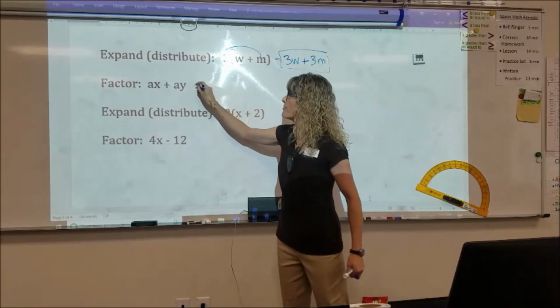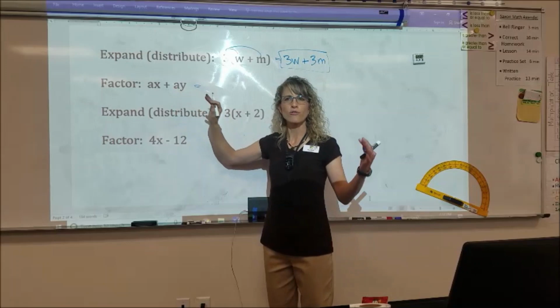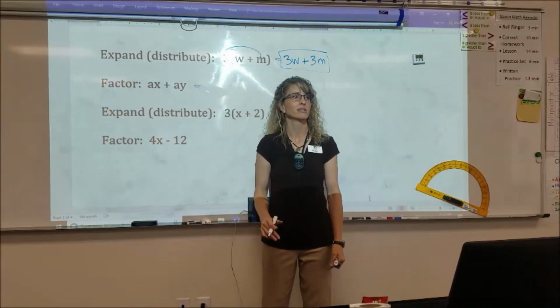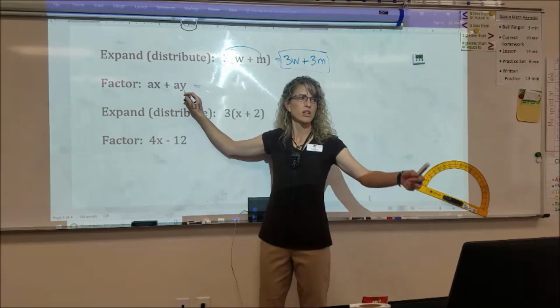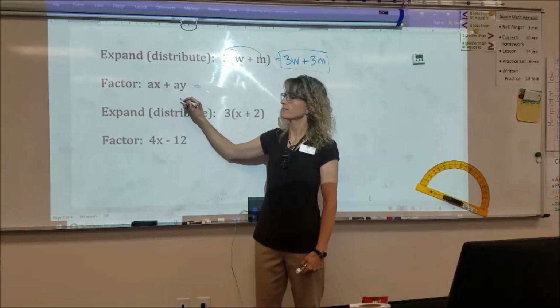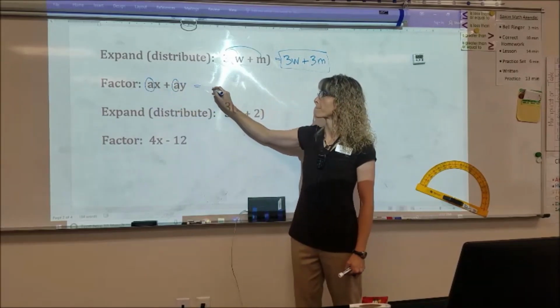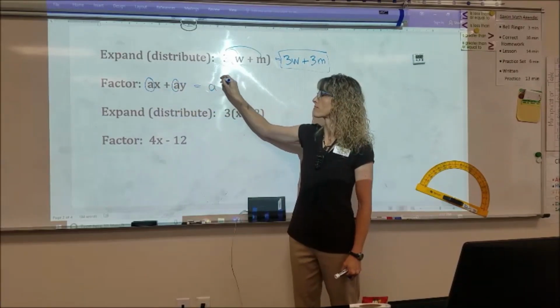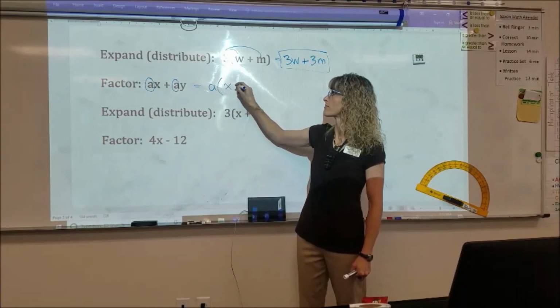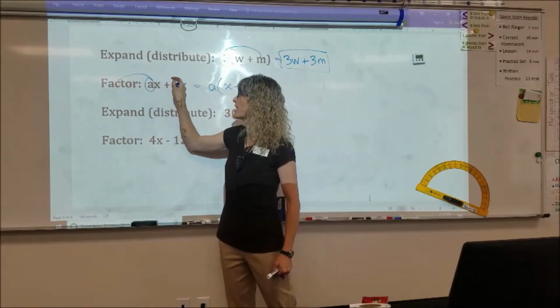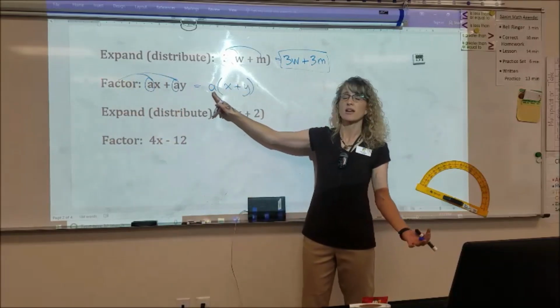Can I combine those? Nope, not like terms. 3 walruses and 3 monkeys. They're different. Okay, so how do I factor? Now I'm going to go in reverse order. Got a factory reject. Got to pull it out. Send it back. What do I pull out? Michelle? The a's. Okay, what do I write? Excellent. a parentheses x plus y. So this got pulled out and that got pulled out. You only write it one time.